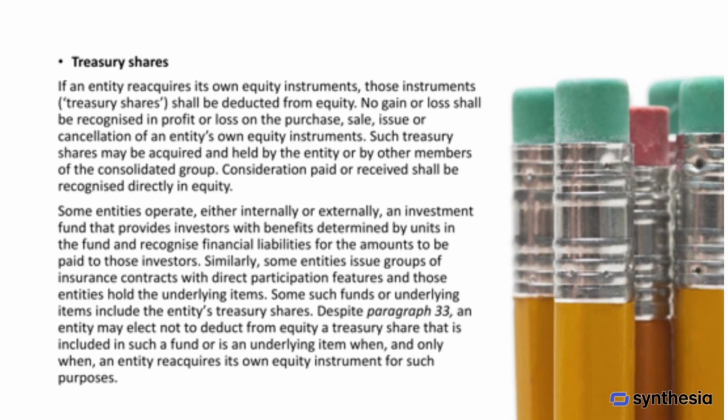In some cases, entities operate investment funds, either internally or externally, that provide investors with benefits determined by units in the fund. These entities recognize financial liabilities for the amounts payable to the investors. Similarly, some entities issue groups of insurance contracts with direct participation features and hold the underlying items. In certain situations, these funds or underlying items may include the entity's treasury shares. Even though treasury shares are generally deducted from equity, an entity may choose not to deduct a treasury share that is included in such a fund or held as an underlying item, but only when the entity has reacquired its own equity instruments for these specific purposes.